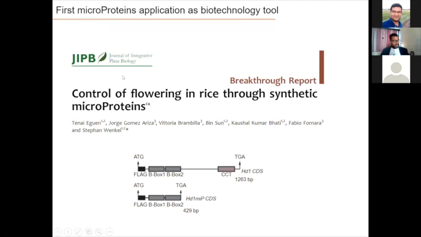So as a biotechnological tool, this paper from Stephen's lab defined for the first time how to use microprotein as a biotechnological control. So we designed a microprotein, B-box2 HD MIP CDS, from a transcription factor, which is HD1, a major master regulator of flowering in rice. And why do we need to do that? So biotechnological interventions always have a question and a need to answer.